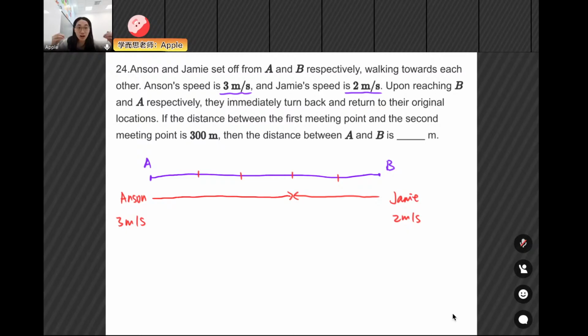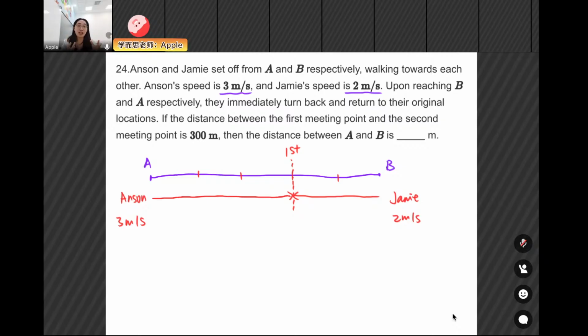Because they start at the same time, the time they traveled should be the same. So actually, you see that the relationship between their speeds should be the same as the relationship between their distances. Okay, and then following this, let's label up. This point is for the first time when they meet each other.